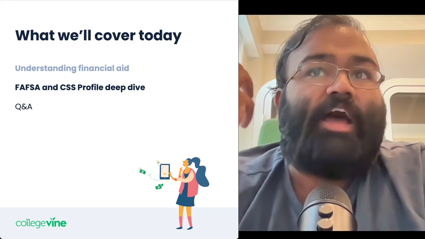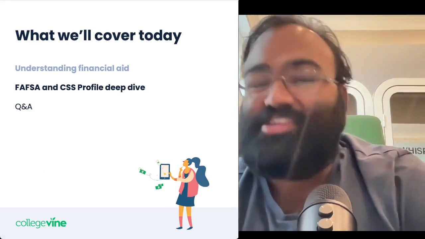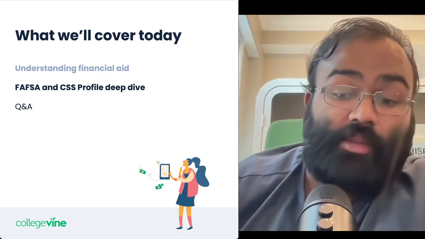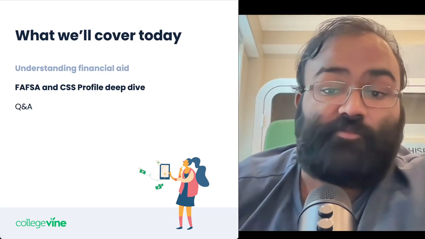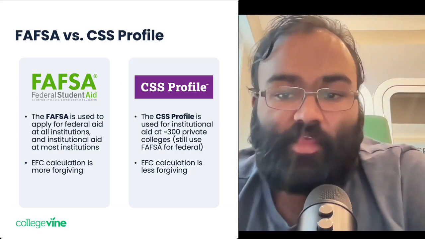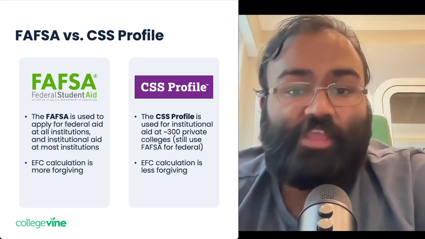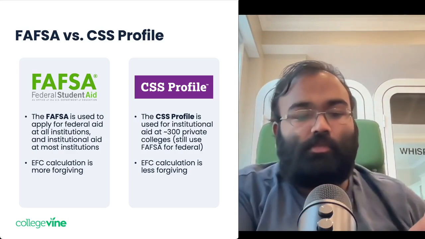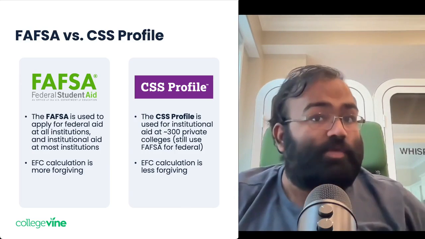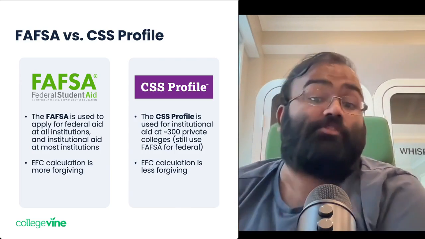Now we're going to do a deep dive into the two main applications that you're going to be filling out as parents when you're applying for financial aid. And those are the FAFSA and the CSS Profile. So what are the FAFSA and the CSS Profile? The FAFSA and CSS Profile are both financial aid applications that take in a bunch of information about yourself as parents, your students, your family situations, and your financial situations.